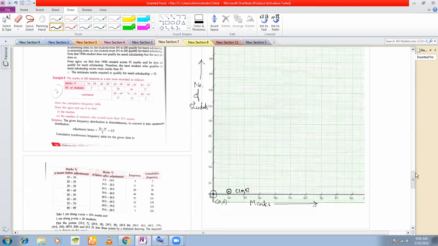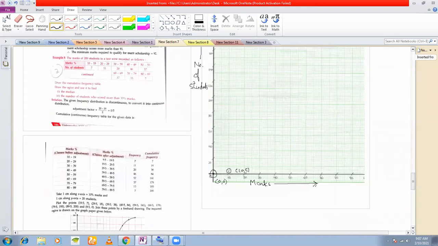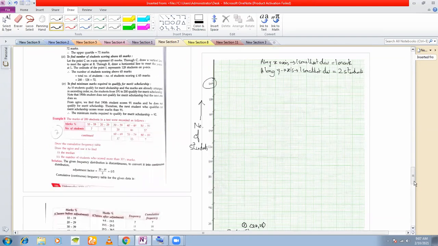Okay, next one is 20, 15. This is your 20, and in order to move 15, you'll have to move 2.5 divisions. So somewhere over here you will get your 15. I'm sorry, this is 30. I was talking about 20. So 20 is somewhere over here, 20, 15. So this is your 20, 15.